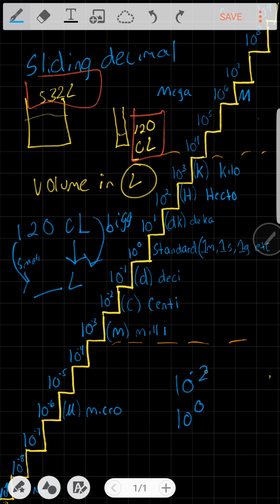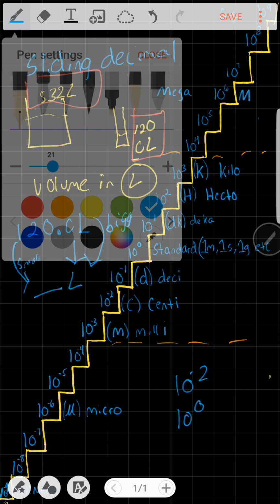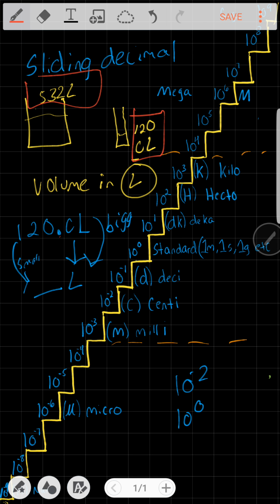Well, I can do that just by seeing how many it takes to get to 0. That takes 2 places. So I'm going to take my decimal place right here at 120 and I'm going to move it over 2 places. 1 place and 2 places. That makes my answer 1.2 liters. Now I can add my numbers up, can't I?